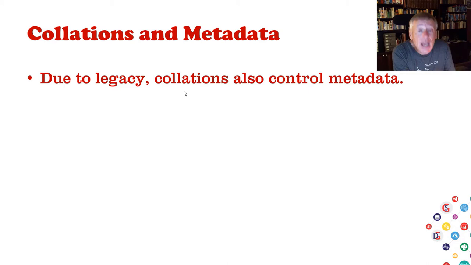There was only one sort order in the entire instance. So also the system tables had to use that sort order. And the system tables hold the names of tables, procedures, etc. So they were also affected by the sort order. So depending on which sort order, case sensitive or not, that affected metadata.